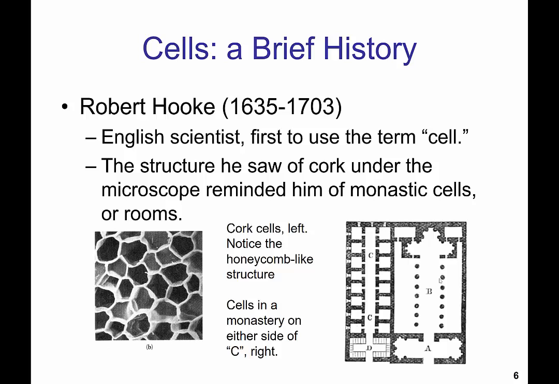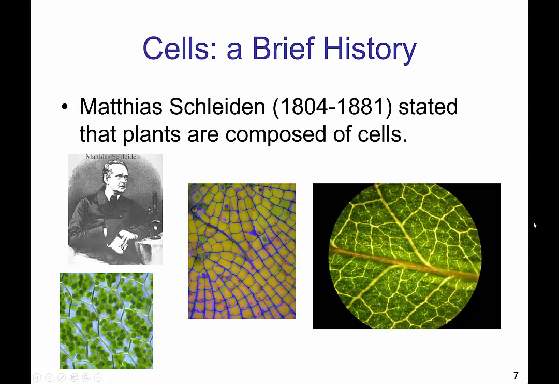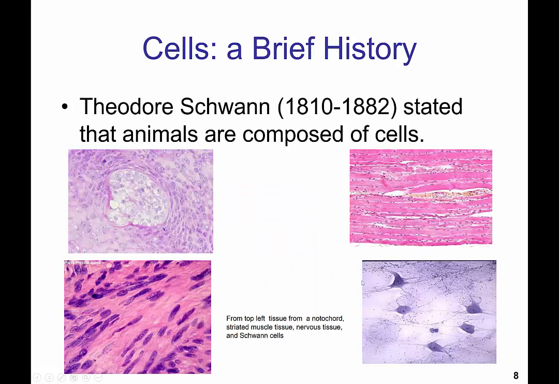Also in the 1600s, Robert Hooke, an English scientist, was the first to use the term cell. The structure he saw of cork under the microscope, seen here, reminded him of monastic cells or rooms, seen here. In the 1800s, Schleiden stated that plants are composed of cells. These are several micrographs of plants, and we start to see cellular structures. During the same period, Schwann stated that animals are composed of cells. Different types of animal cells here.